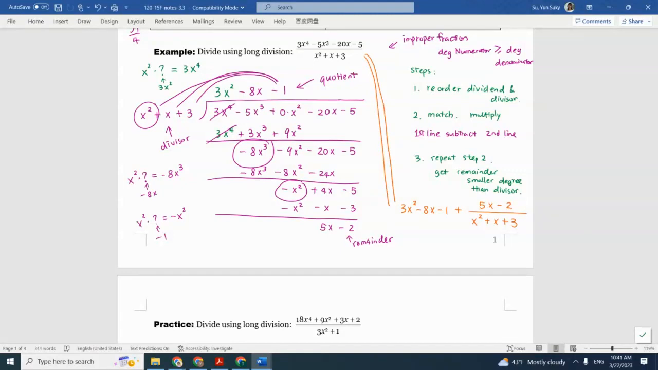Okay, so like this example, put a line there. You see x squared. Put it under here. Don't put it under the cube.